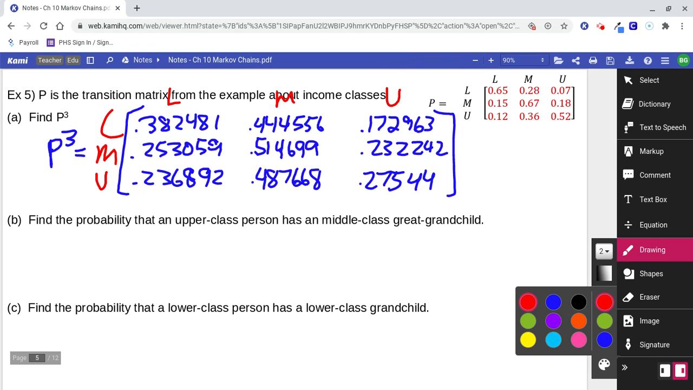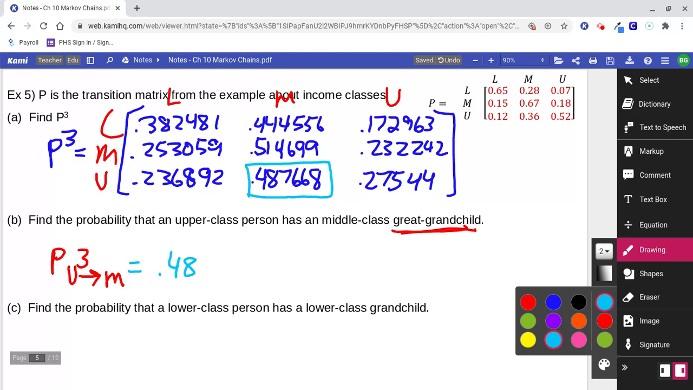For the next question, B, find the probability that an upper class person has a middle class great-grandchild. Okay, so we're going from upper to middle, and great-grandchild was 3 transitions. Upper to middle in 3 transitions. So do you see that number? Upper to middle is right here, right? 0.487668.